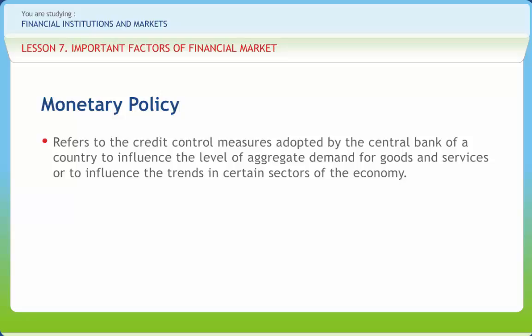Monetary policy refers to the credit control measures adopted by the central bank of a country to influence the level of aggregate demand for goods and services, or to influence the trends in certain sectors of the economy. Monetary policy operates through varying the cost and availability of credit. Objectives of monetary policy are: first is full employment. It is one of the objectives of monetary policy.